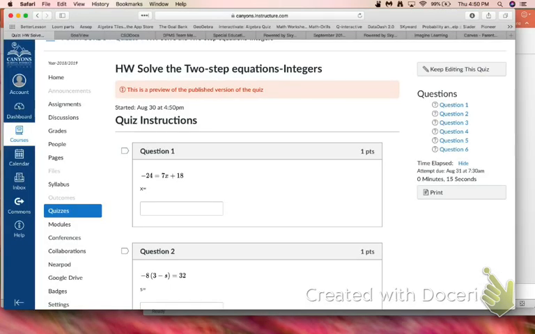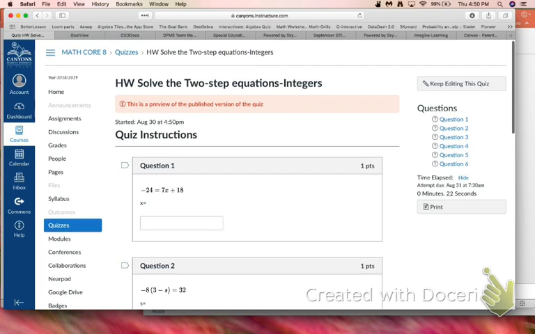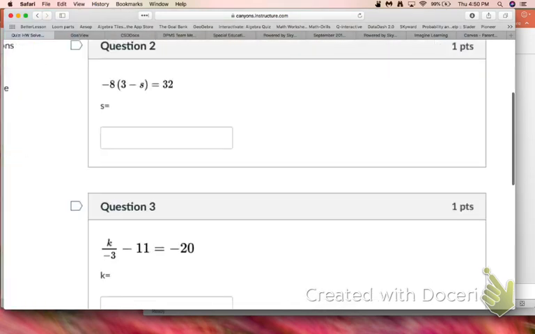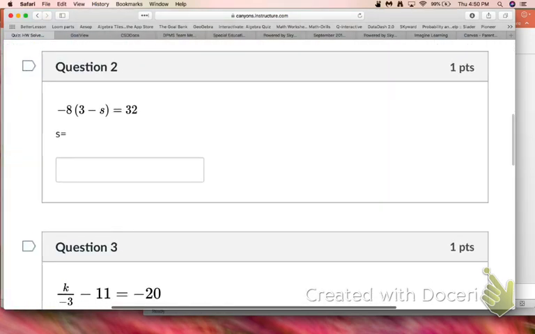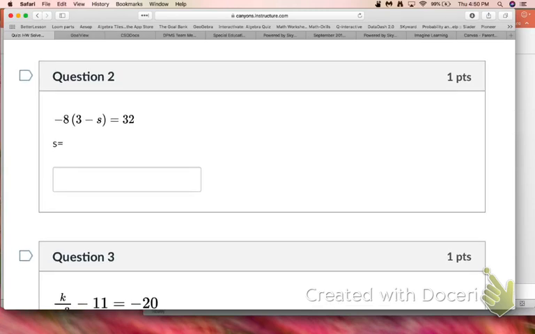All right, so here's the homework. It's called Homework: Solve the Two-Step Equations. Question 1 is very much like what we were doing just a second ago. But question 2 is where I think we're going to have a little bit of a hiccup, and I want to address that. So I'm going to do PEMDAS. Okay. Do I have any parentheses? I do. Can I simplify anything inside those parentheses? No. So I've done that.